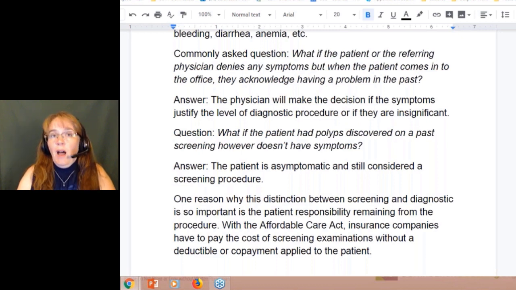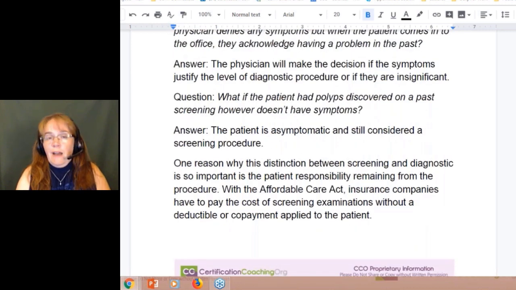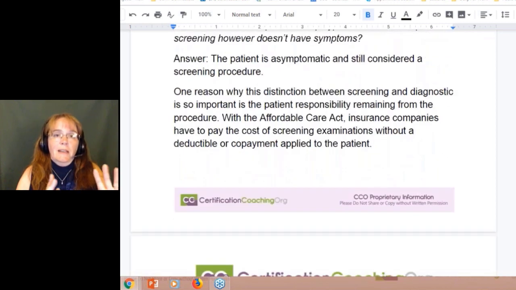What if they had polyps that were discovered on a past screening? However, when they come in now, they don't have symptoms. That patient is asymptomatic, they don't have any symptoms, so it's still considered a screening. Even though the last time they had one, 5 years ago or whatever, they found a problem, but it was okay, it was going to go away, they don't have any symptoms or signs going on right now 5 years later. So it's again just a screening.